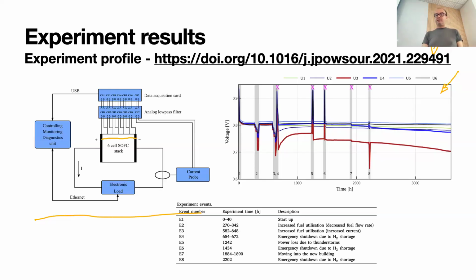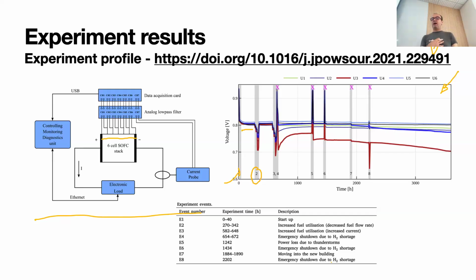What is listed here are 8 events that happened during the experiment. The first one is a running-in period. As you can see, the voltage of a stack dropped from about 0.95 volt per cell to 0.8 during the running-in phase. Then we entered a nominal phase of operation, and then we come to event number 2.